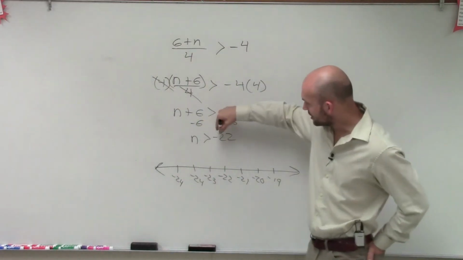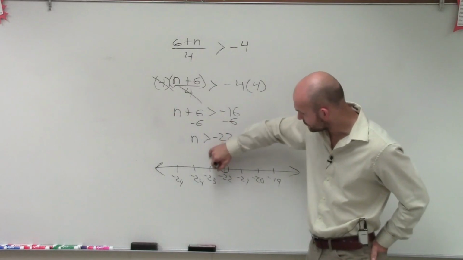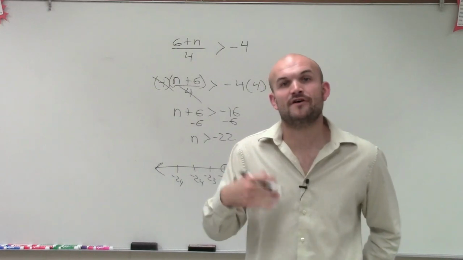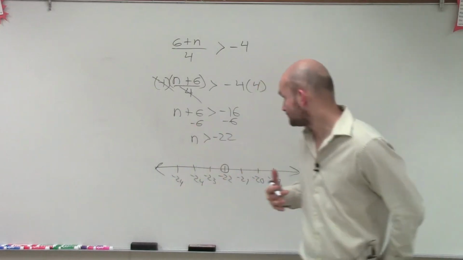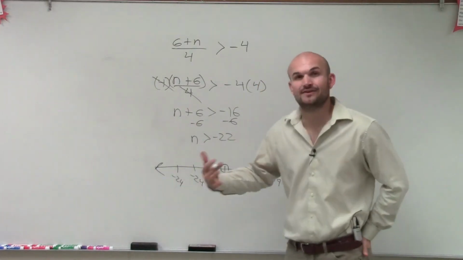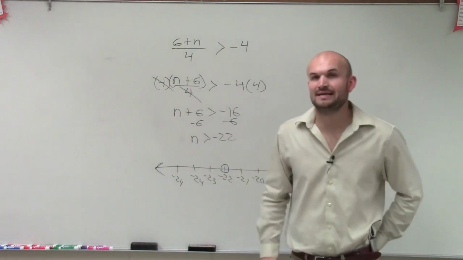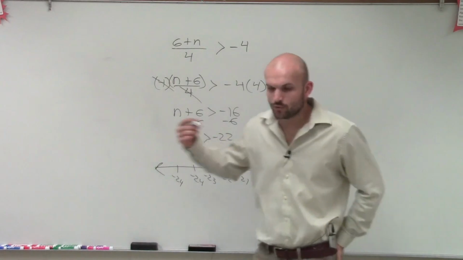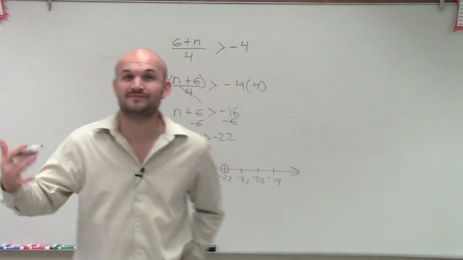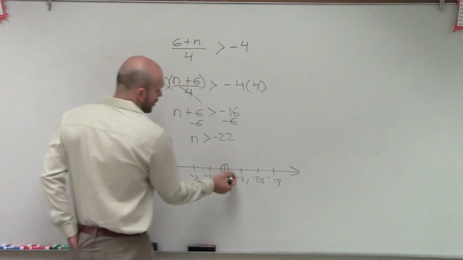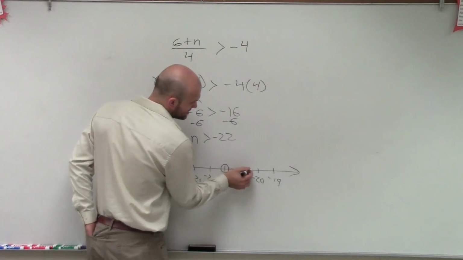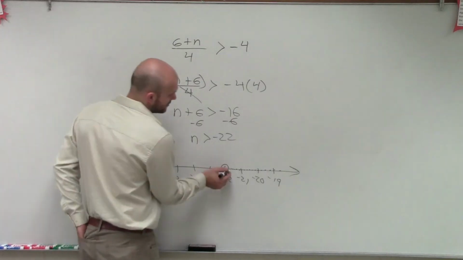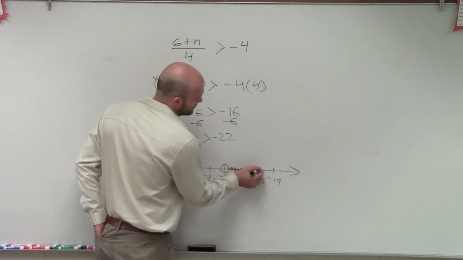So I always start at where my initial value is, at negative 22. And we're going to shade that in if our value equals negative 22. But when I say n is greater than negative 22, that does not mean n is equal to negative 22. So therefore, that's going to remain open. But then I say, what are the values? So n is greater than negative 22. What numbers are greater than negative 22? Well, that's going to be all these points that are to the right of my negative 22. So to represent them all, I'm going to have a nice little shaded line.